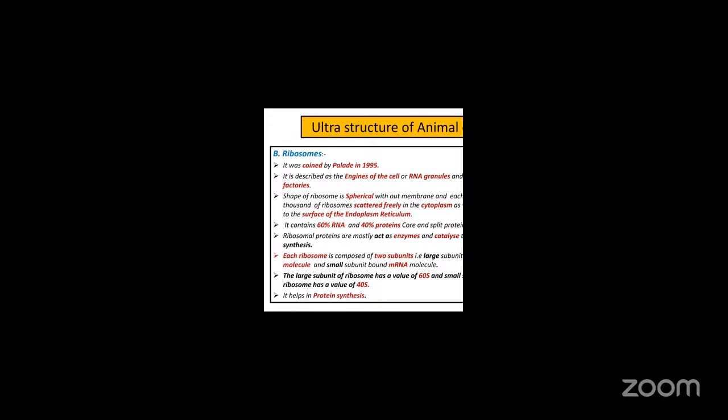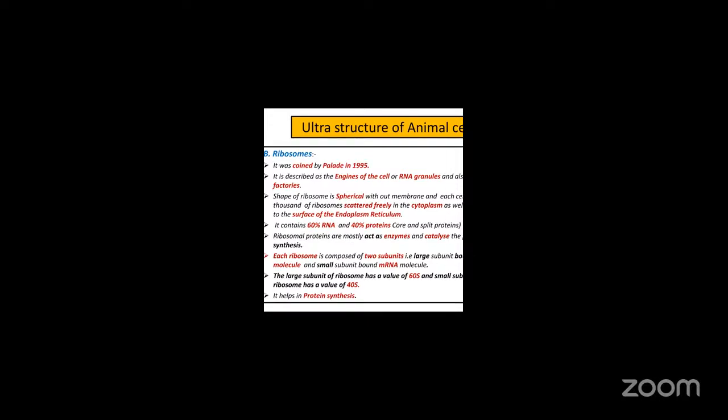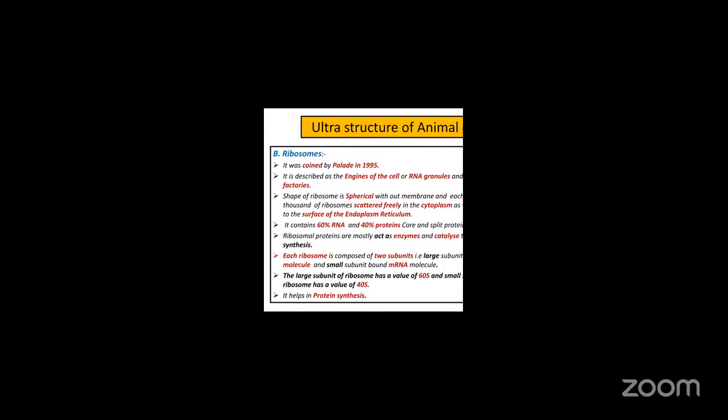Ribosomes contain about 60% RNA and 40% proteins. These proteins may be core proteins or split proteins. Ribosomal proteins mostly act as enzymes, and they catalyze protein synthesis. That is why the ribosomal proteins play a very important role. They not only act as enzymes but also help in the synthesis of proteins.